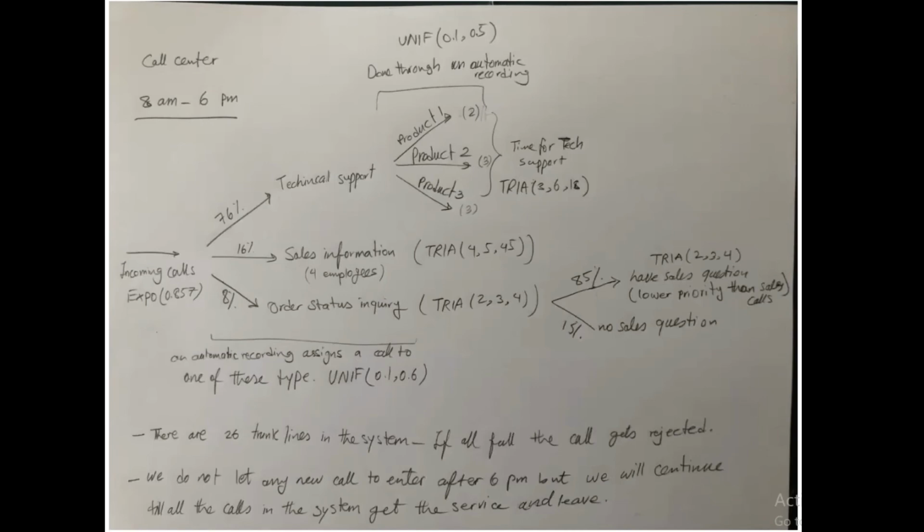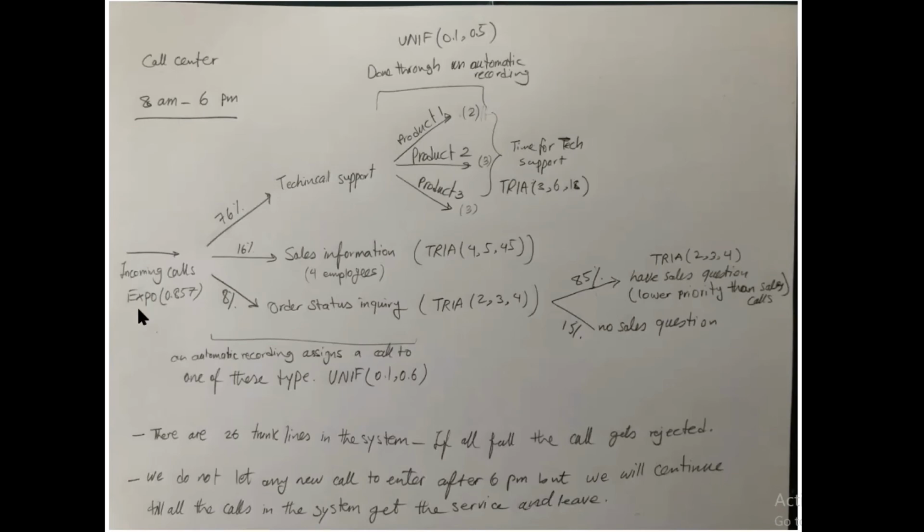So now, please stop whatever you're doing and pay attention, because I want to explain the structure of the model, and you have to know the structure to be able to understand better why we are doing some of the things that we are doing in the model. So this is the model of a call center. This call center works from 8 a.m. to 6 p.m. The calls arrive, the inter-arrival time has exponential distribution, 0.857 minutes is the inter-arrival time.